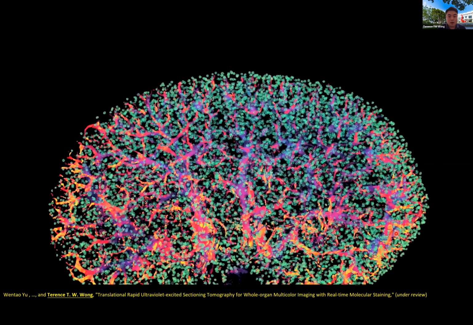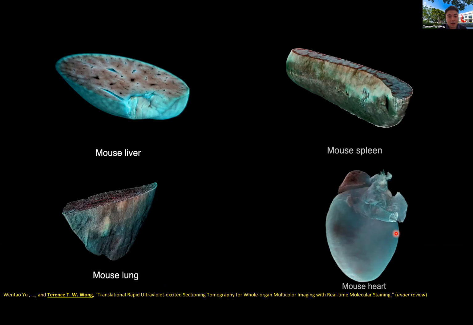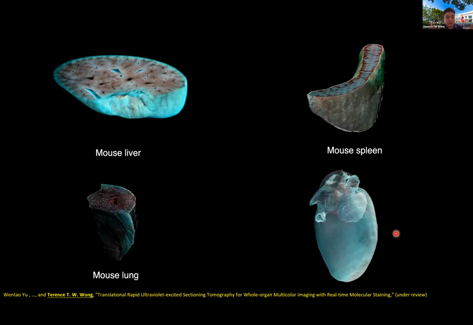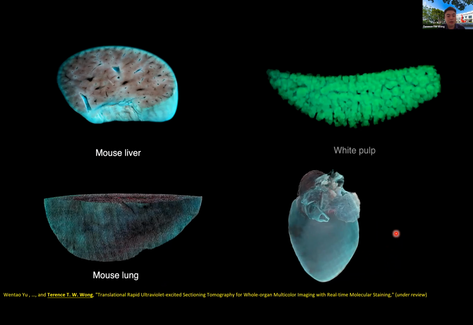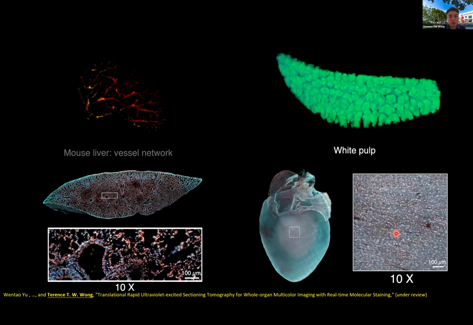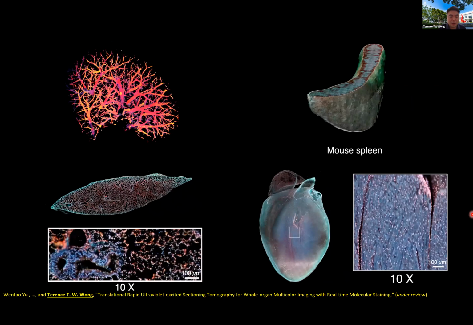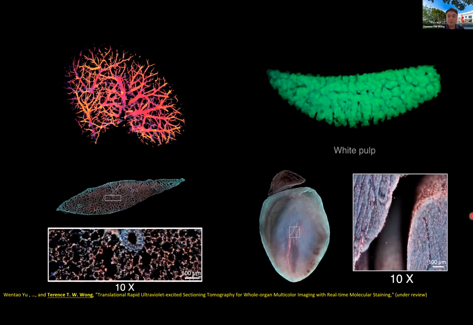Okay. All right. So instead of playing one by one, the remaining organs are played simultaneously, like liver, spleen, lung, and heart, and all show very high image quality. And I'm just giving you a collection of them simultaneously like this.